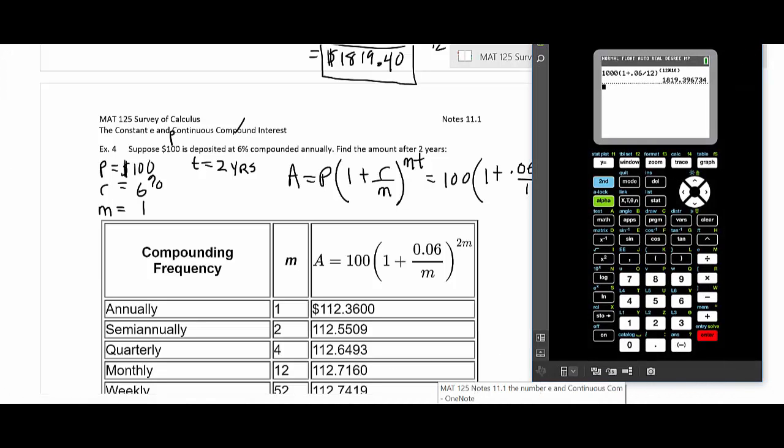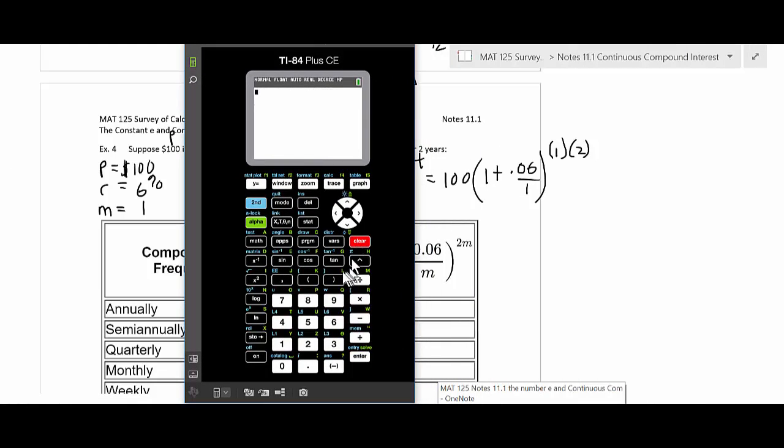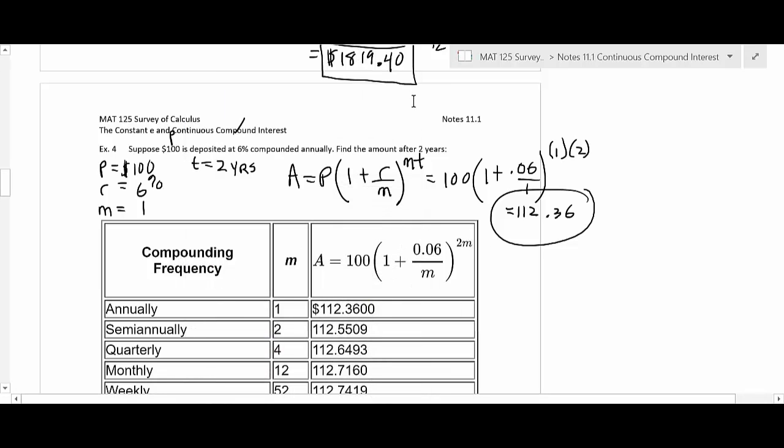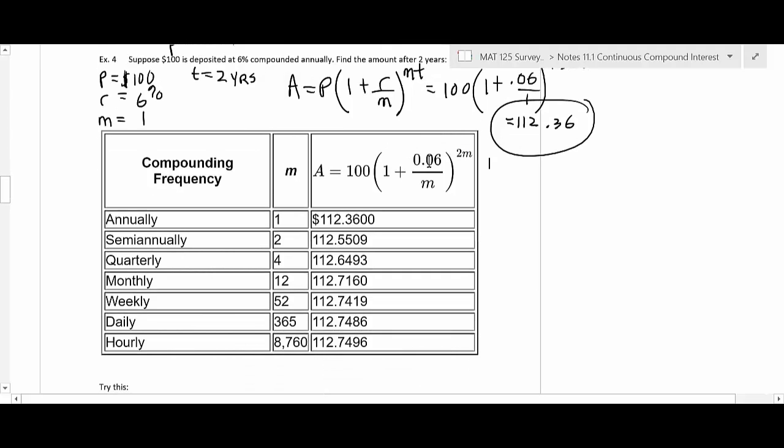Now, some of the stuff on this you could do in your head. So I'm just going to type this in as 100, then put a parenthesis. That's 1 plus 0.06. You can even just put 1.06 in, and of course your exponent's 2. So you would expect to get a number a little bit bigger than 100. So we get $112.36. How much interest did you earn on this one in your head? $12.36.